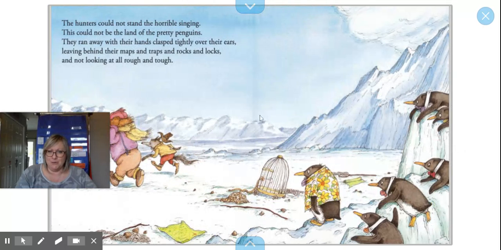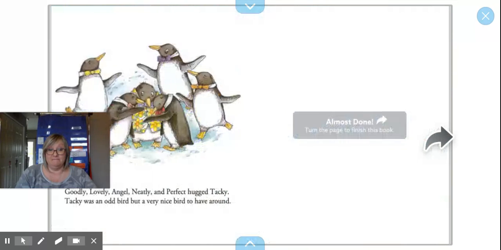The hunters could not stand the horrible singing. This could not be the land of the pretty penguins. They ran away with their hands clasped tightly over their ears, leaving behind their maps and traps and rocks and locks, and not looking at all rough and tough. Goodly, lovely, angel, neatly, and perfect hugged Tacky. Tacky was an odd bird, but a very nice bird to have around.